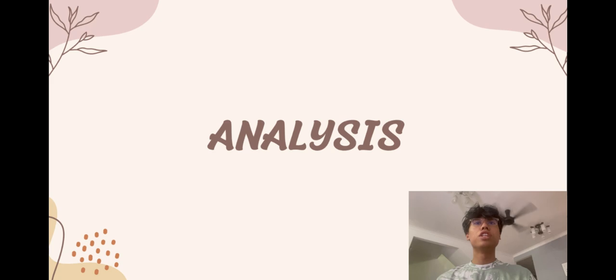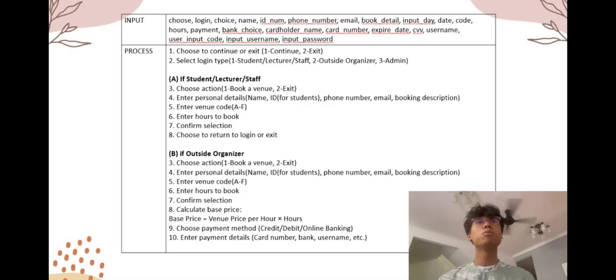Let's start with the input section. This system collects various details depending on the user type. These include personal details like name, ID, phone number, and email. Other than that, booking information such as venue code, date, time, and hours. Payment details for outside organizers, including card details and promo codes. Admins need to log in with credentials for managing the booking system and payments.